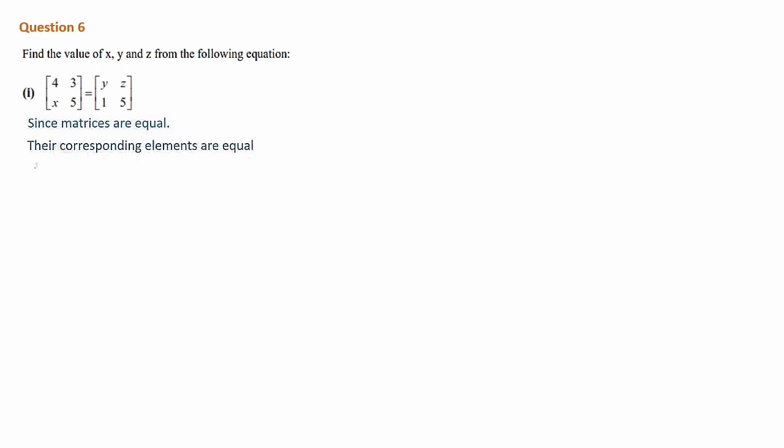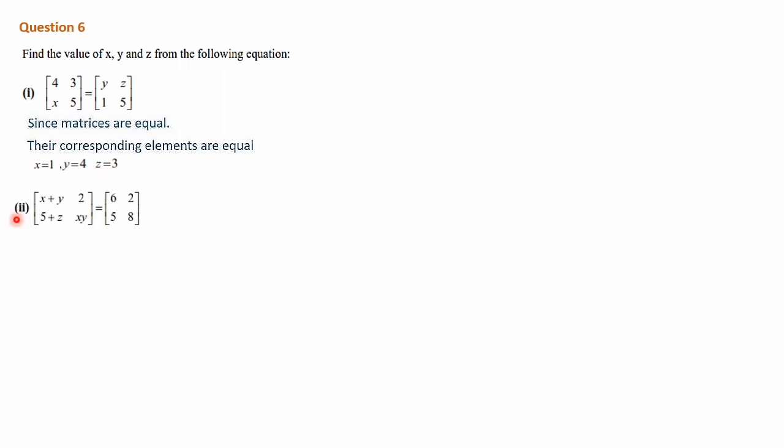Means when we equate their corresponding elements, x we are getting as 1, because x is the second row first element, and here also the second row first element is 1. So x is equal to 1, corresponding elements equal. Next is y. Y is in the first matrix's first element, which is 4, so y is equal to 4. Next is the third variable z. Z is equal to its corresponding element in the first matrix, which is 3, so z is equal to 3. So it is a direct question, quite simple.